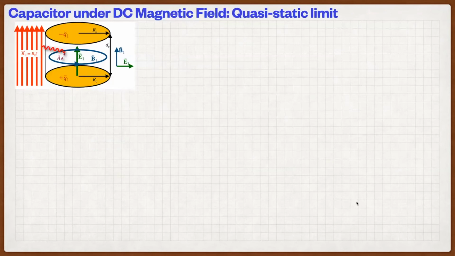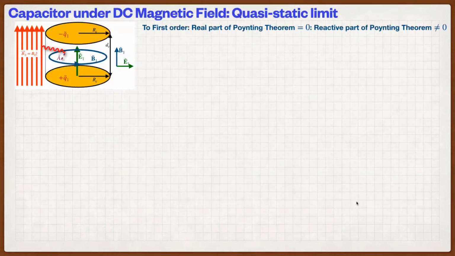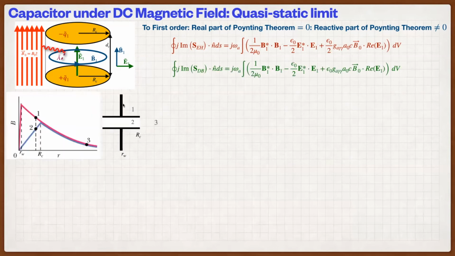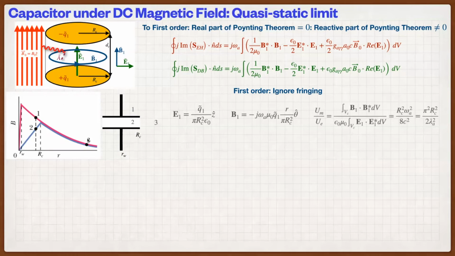Now, for a capacitor under DC magnetic field in the quasi-static limit, in this case, it's a reactive measurement. So first off, the real part of the Poynting theorem is zero, and the reactive part of the Poynting theorem is not. And there's a difference between Minkowski in green and the Abraham in red. The capacitor joined by a wire, we can calculate the B field inside the capacitor and outside, inside the wire and out. In first order there would be more fringing fields. We know what the electric field of the capacitor is, and we know what the B field is. We know what the ratio of the two are, and the magnetic field is suppressed compared to the electric field.